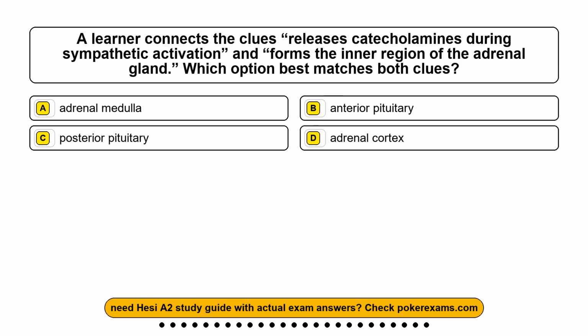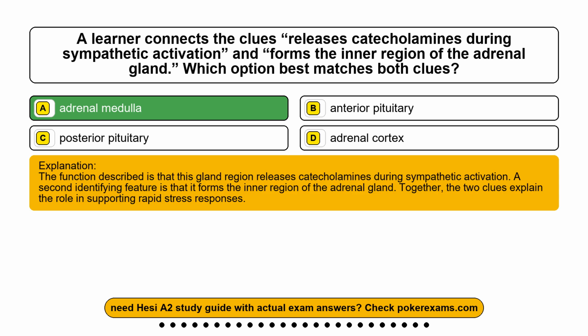Question 16. A learner connects the clues, releases catecholamines during sympathetic activation, and forms the inner region of the adrenal gland. Which option best matches both clues? Option A, adrenal medulla. Option B, anterior pituitary. Option C, posterior pituitary. Option D, adrenal cortex. The correct answer is option A, adrenal medulla.